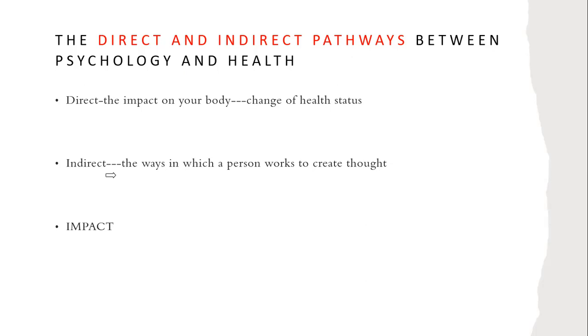Now, when we think of the indirect way, the ways in which a person works to create thought, we can say, I am feeling stressed. I value my health. The same things. I am healthy. Well, what is that indirect pathway? That is the behavior. Think of this part right here as the behavior. Maybe they are feeling stressed. Well, they might drink. They might smoke. They might eat. Right?